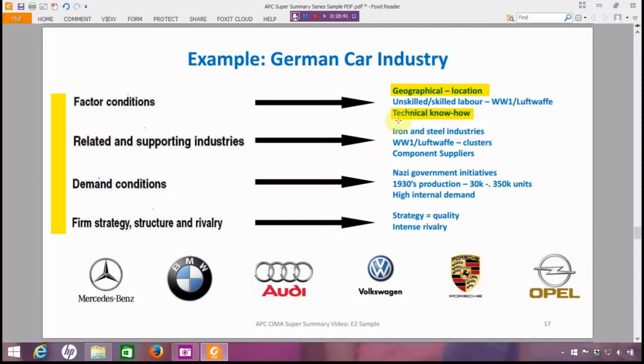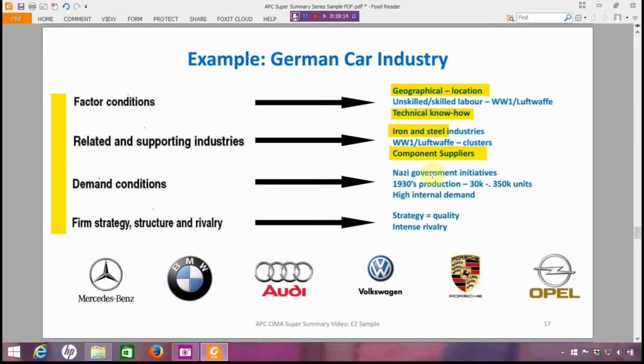Now, there's a certain amount of overlap between factor conditions and related and supporting industries. One of the things you'll see is that there was certainly a degree of support between industries involved in iron and steel. You'll imagine a set of clusters, groups of companies that were involved with the development of the German aircraft industry, and then moving to the 1920s will have assisted in the development of the car industry. If you imagine, components for cars and indeed components for aircraft, not dissimilar.